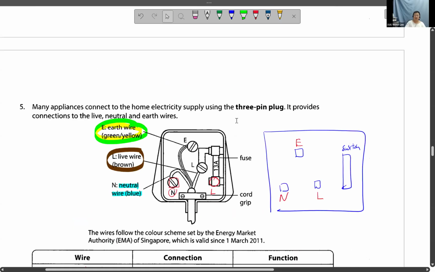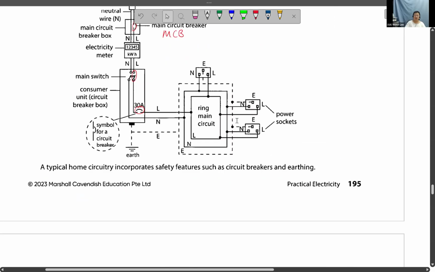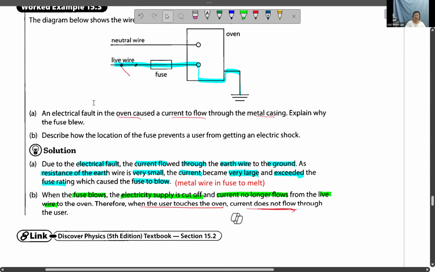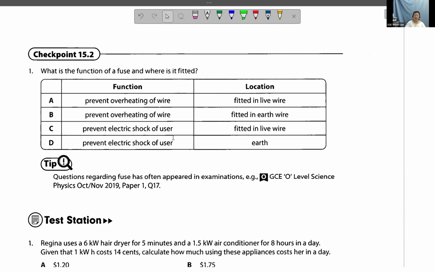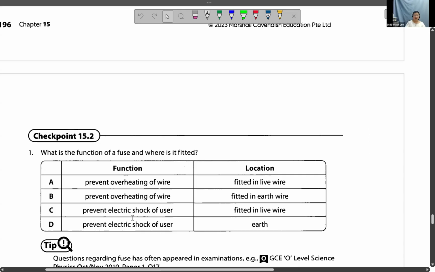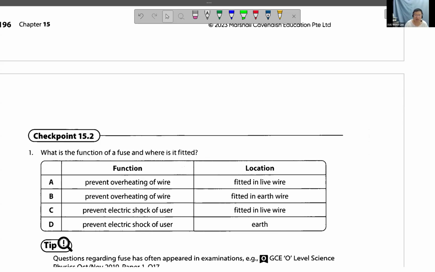So the fuse is more for preventing the wire from overheating than to prevent electric shock, because you don't need a high current to shock a person. You just need 5 ampere. Remember I told you, 5 ampere can give a person a nasty shock. You will not die immediately, but you'll lose control of your body, and sometimes the person may get a heart attack. Sometimes the person just gets an electric burn.